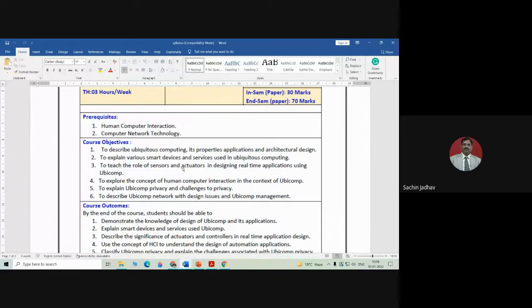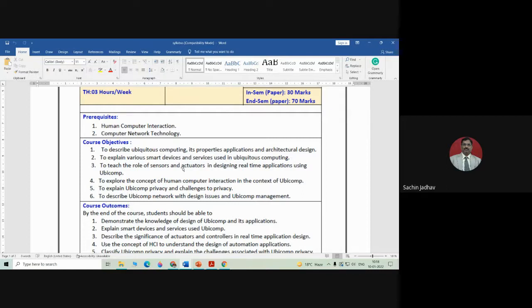So we will discuss here the different degrees of interaction: human to computer, computer to human, known as HCI and CHI. We can also discuss human to human computer interaction and computer to computer interaction. There are different kinds of combinations, which we will discuss in detail one by one in the fourth unit.